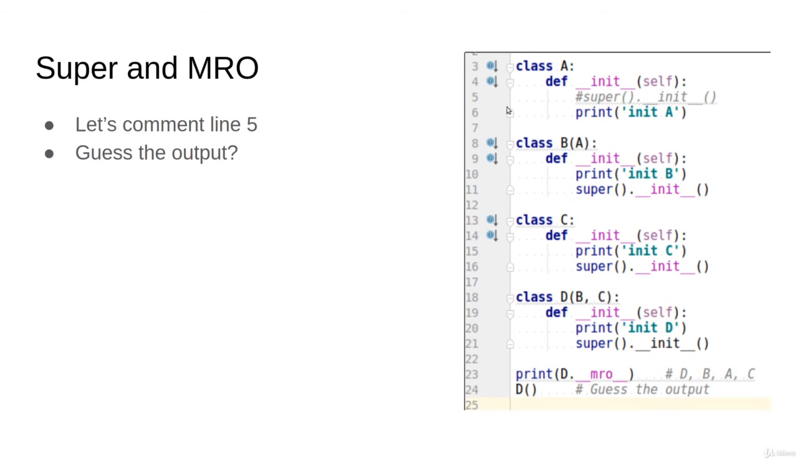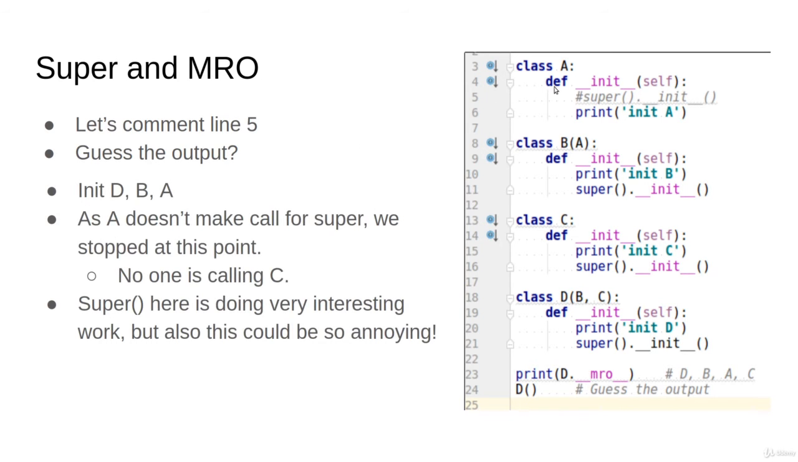Let's try to comment line number 5, which has a super for A. Someone during development might tell himself that class A has no parent, so I'm going to skip this super code because it is useless, I don't have a parent anyway. But you are going to be shocked that class C isn't initialized.